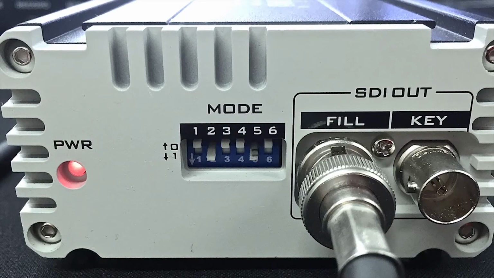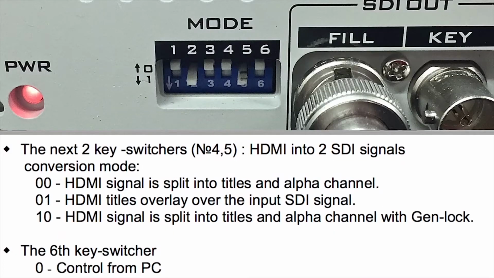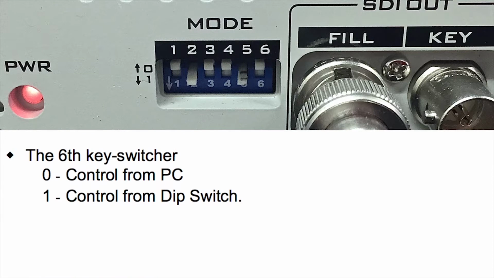Next, set the dip switch settings on the TC200. Switches 1 to 3 are the video resolution settings and should be the same as what you have set to your switcher. Switches 4 and 5 are the keying mode or the conversion mode, as you see on the TC200. For the workflow in this tutorial, we're going to use the downstream keying method. So set the dip switches 4 and 5 to HDMI titles overlay SDI in. And last but not least, set the switch 6 to dip switch.